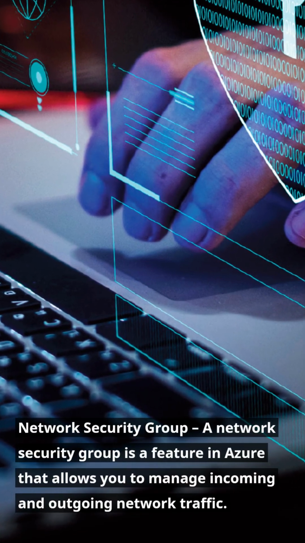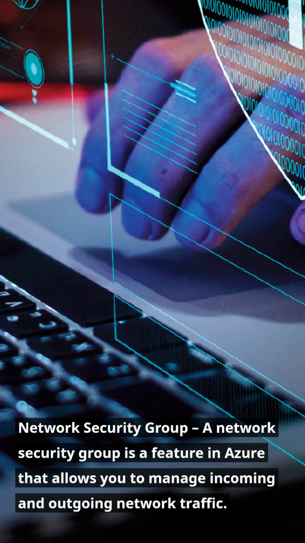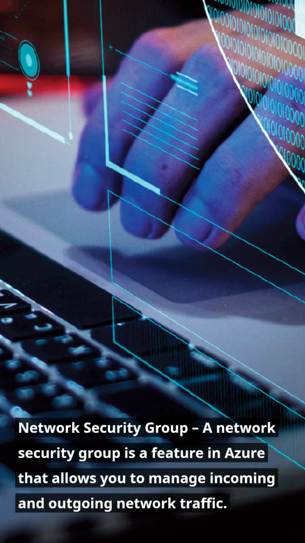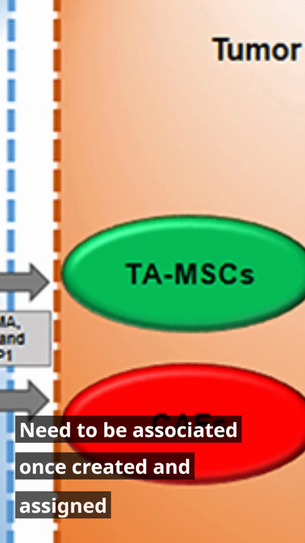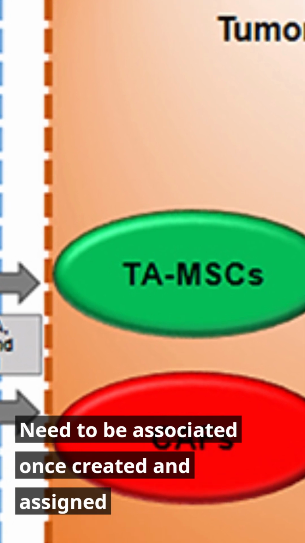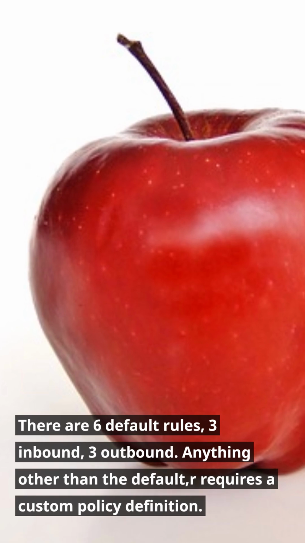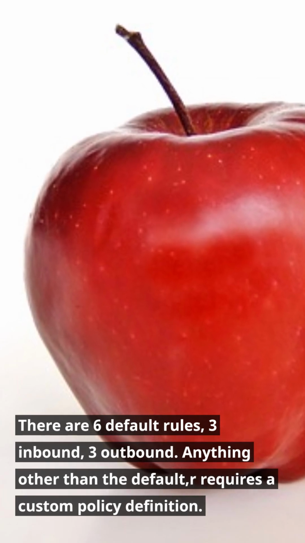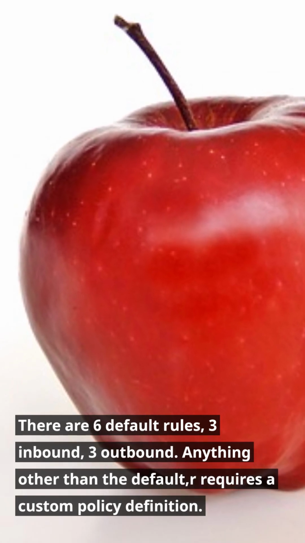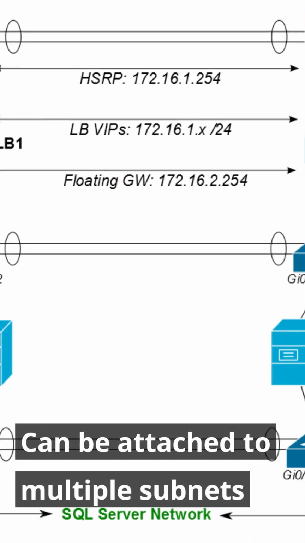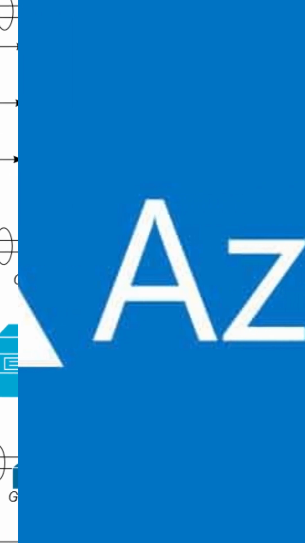Network Security Group. A network security group is a feature in Azure that allows you to manage incoming and outgoing network traffic. Needs to be associated once created and assigned. There are 6 default rules, 3 inbound, 3 outbound. Anything other than the default requires a custom policy definition. Can be attached to multiple subnets.